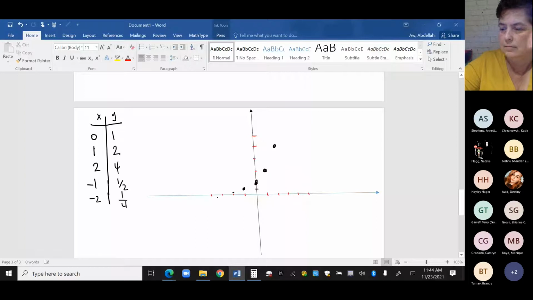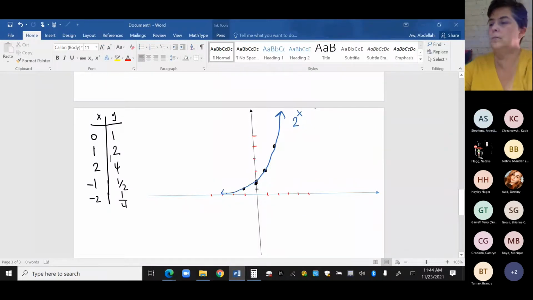So what do I get at the end? My graph looks like this. That is exponential base 2 of x, right? You guys see that?